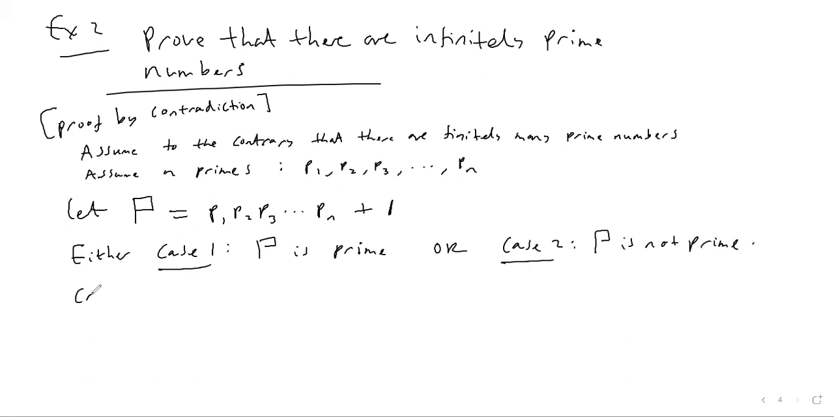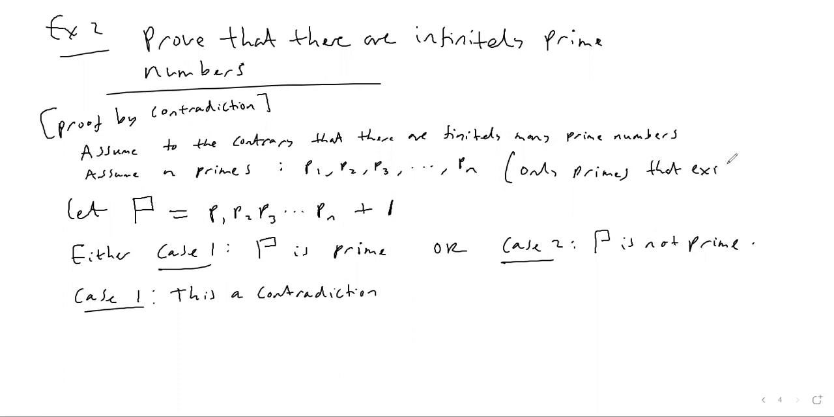Let's think about case 1. So if case 1 is true, so if P is prime, then that's a contradiction. So why is case 1 a contradiction? Well, because we assumed at the start that there are n primes. So we assume that these are the only prime numbers that exist. Yet, if case 1 is true, that contradicts that initial statement because we assumed that there are n prime numbers, and now we've created a new one.